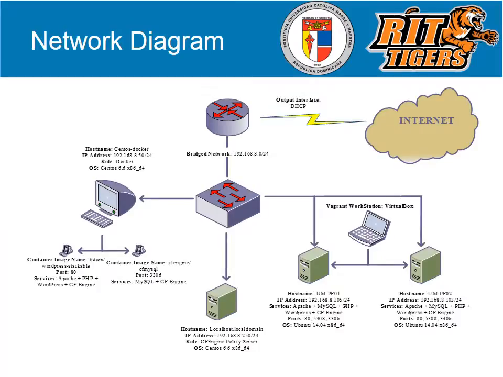Next, we have a CentOS machine with Docker that has two containers deployed. One has Apache, PHP, WordPress, and the CFEngine agent, and the other only has MySQL and the CFEngine agent. Finally, everything is connected to the same private network by a switch and a router to get access to the internet.